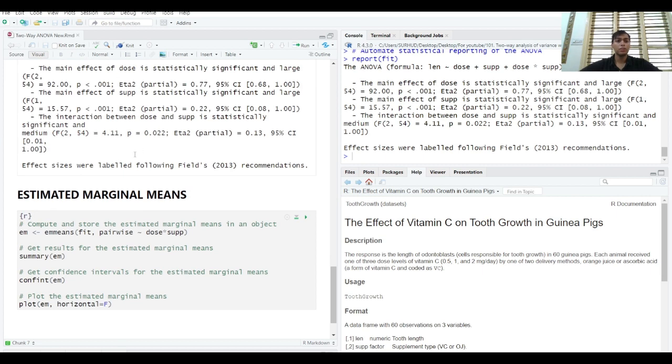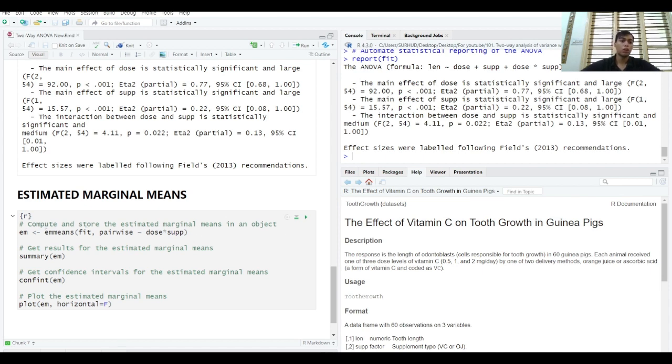How do we know which result is statistically significant? We can do that using post-hoc tests. We can check estimated marginal means. Estimated marginal means are not raw means. So these means actually take into consideration both two or more variables which have been included in the model, independent variables, and they adjust for these variables.